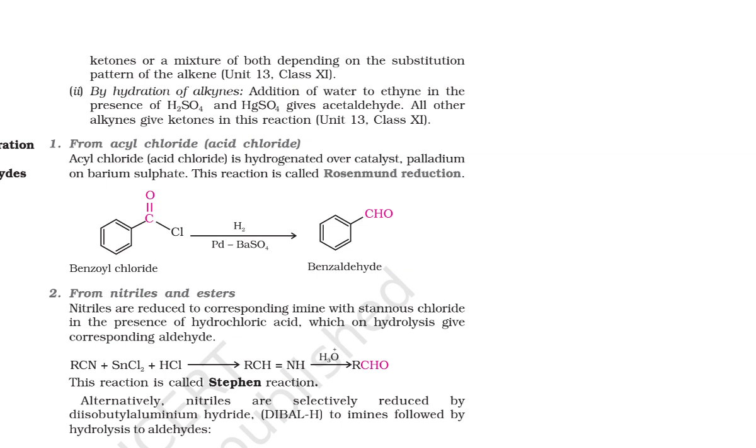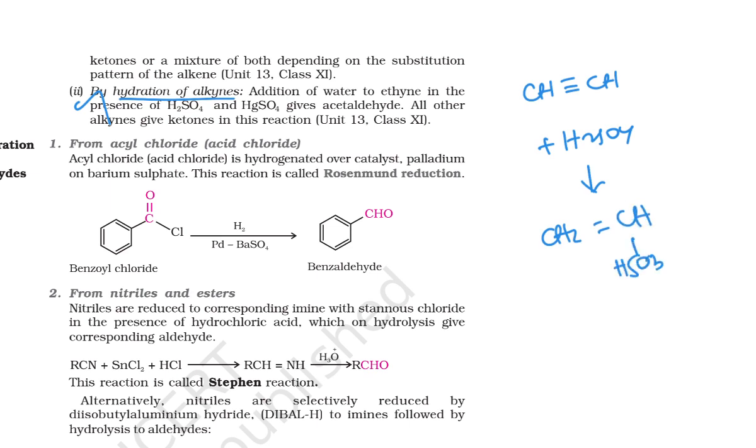Okay, today we are going to start the preparation of aldehyde and ketone. First we start with hydration of alkyne. Look here, this is CH triple bond CH reacting with H2SO4. At that time it gives rise to CH2=CH-HSO4. Again it reacts with water.